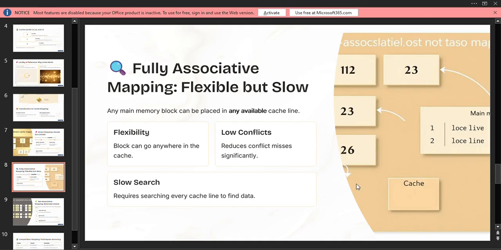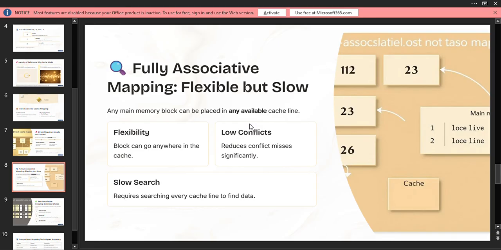Let's move to the next type of mapping, which is fully associative mapping. Fully associative mapping is flexible but slow. A memory block can go to any available cache line. This reduces conflict misses because there's no fixed location.